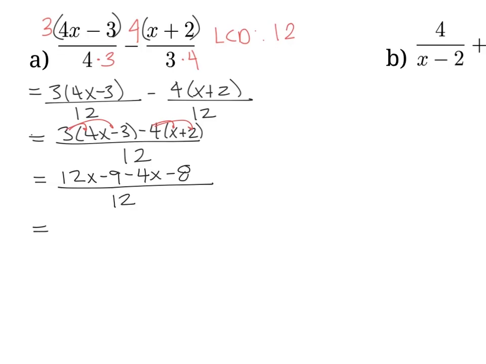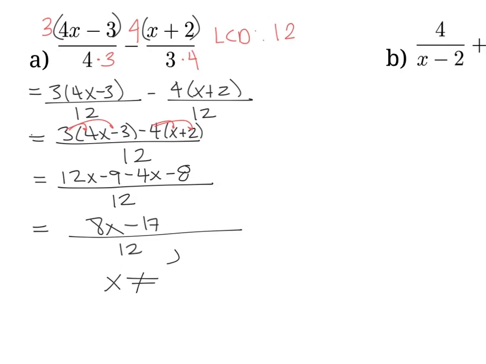And let's keep simplifying. We're going to be left with 8x minus 17 all over 12. Trying to factor this numerator, there are no common factors, so we are done. This expression simplifies to this one right here, as long as we include the restrictions.